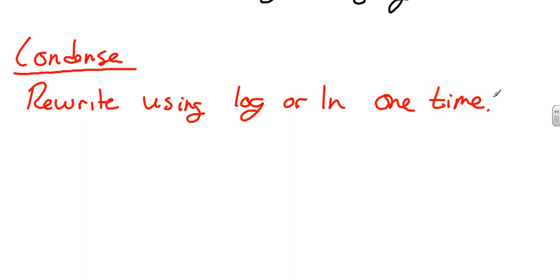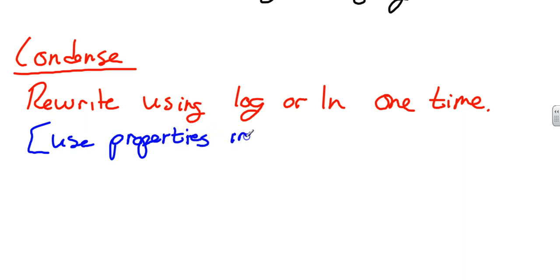So with the condensing part of it, you're going to start with log or ln written 2 or 3 or 4 times, and you're going to take the properties you have in reverse and bring it back together so that you only use the log one time. So whenever you see condense, basically just go backwards. Where you had a subtraction problem in your original, now you're going to make it a division problem. If you have a plus, then you're going to make it a multiplication problem.